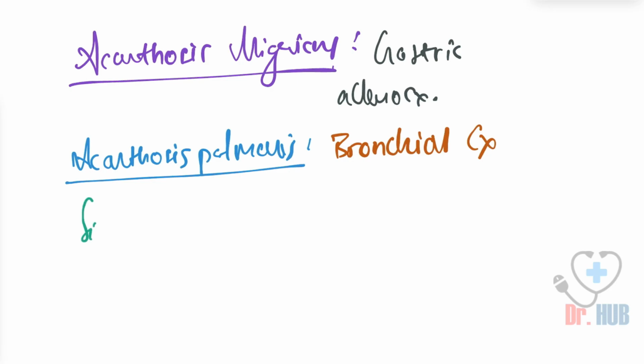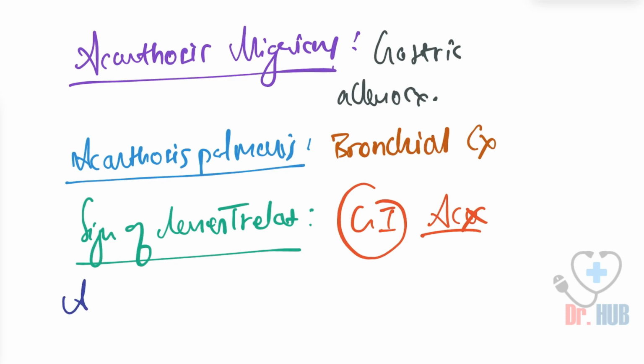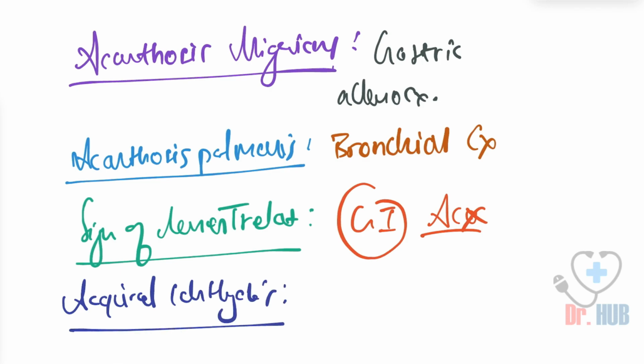Next, we look at the sign of Leser-Trélat. So what does the sign of Leser-Trélat mean? The most common associated malignancy is gastrointestinal adenocarcinoma. Then we move on to acquired ichthyosis. The acquired ichthyosis refers to Hodgkin's disease.